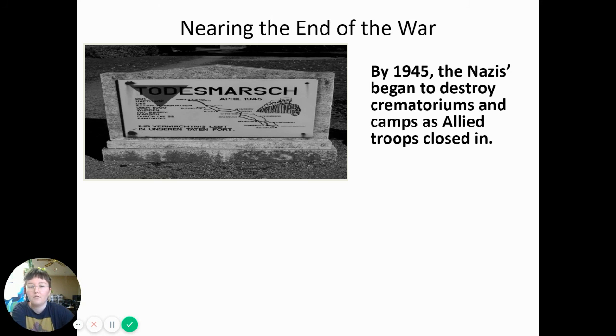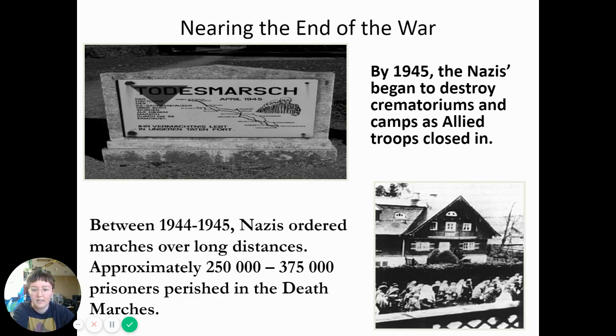By 1945, the Nazis began to dismantle and destroy the crematoriums and the death camps as Allied troops were closing in. So they knew that the Allies were coming, so they destroyed all this stuff. Maybe trying to destroy the evidence, that kind of a thing.